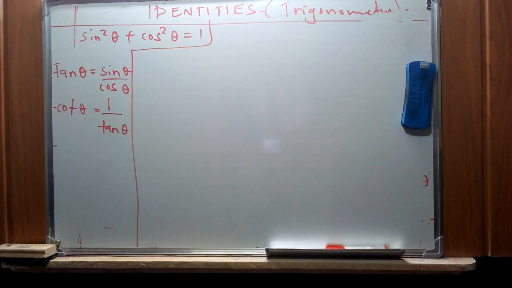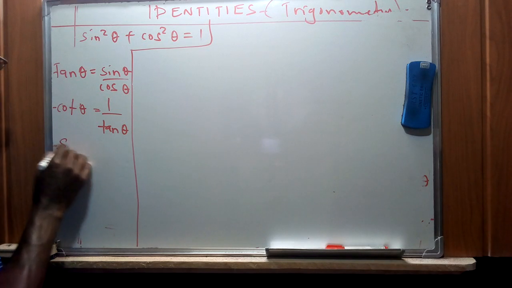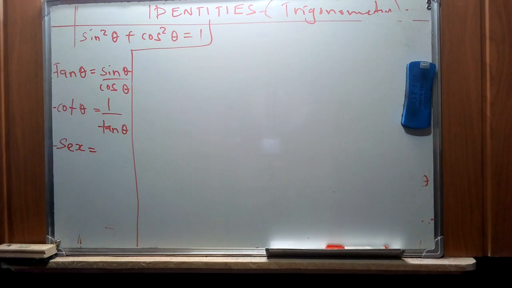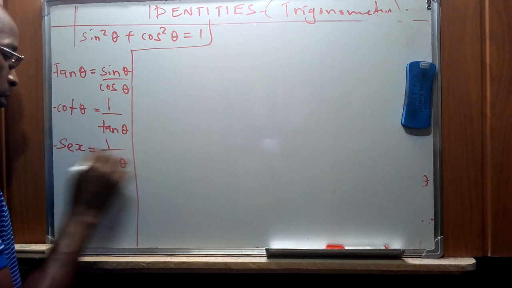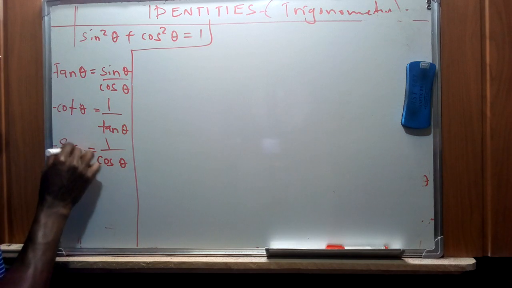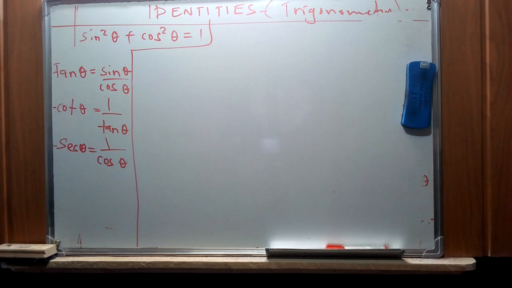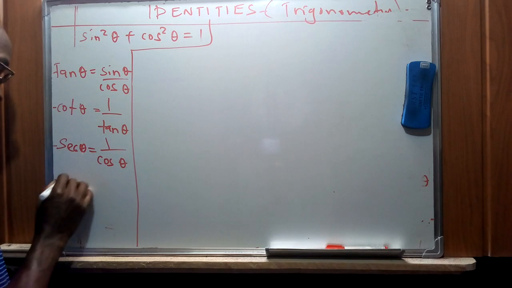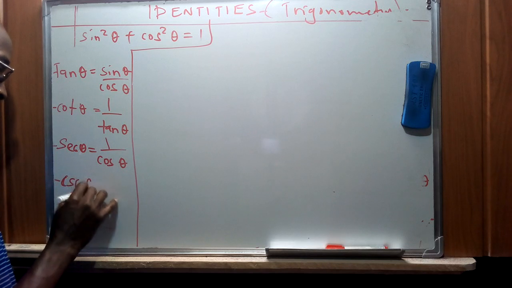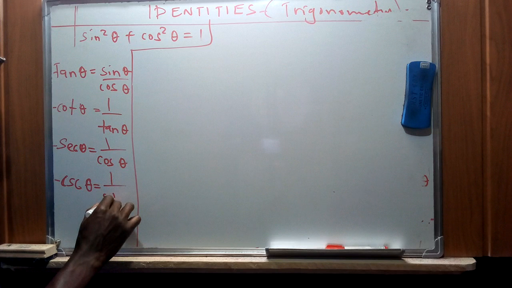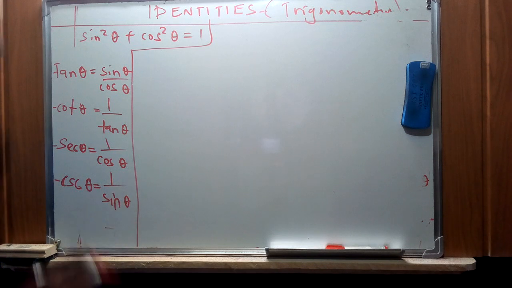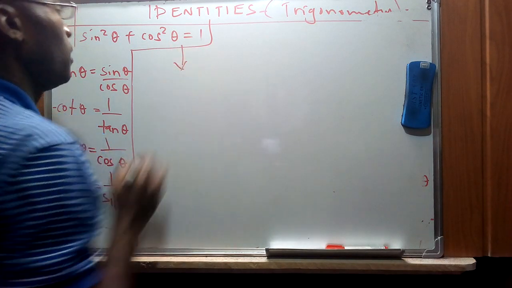And then number 3, we had another one which was sec x, which is given as 1 over the cosine of theta. Sorry, this is a sec theta. And lastly, we said that the cosec of theta is given as 1 over the sine of theta. So therefore, from this we can see the identity that we have written.